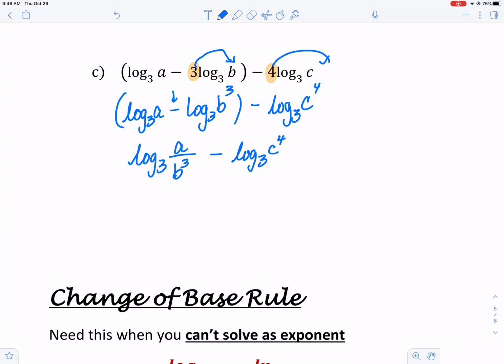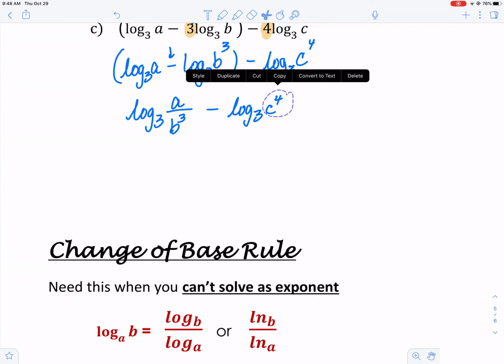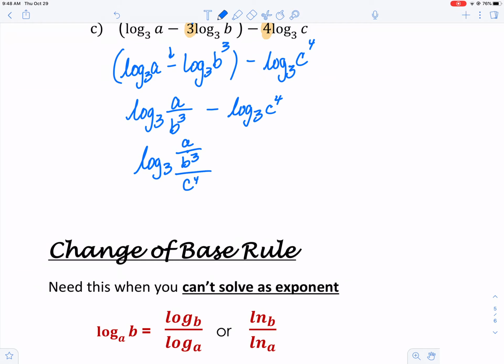Okay, and now I'm going to divide again. So my question is, can I just take this and stick it on the bottom like that? Or do I have to write it like this? Log base 3 of a over b to the 3rd divided by c to the 4th. Oh my goodness, that will be a pain. Well, let me see what this is to see if I could just take this and move it down there. I would love to be able to do that, but let's prove that that's what I'm doing.